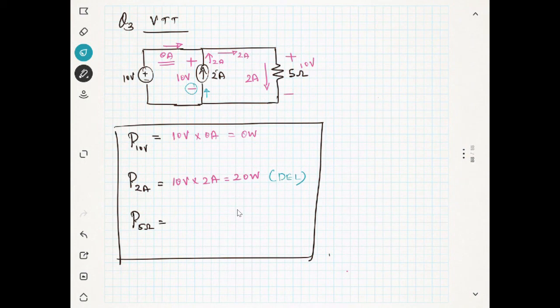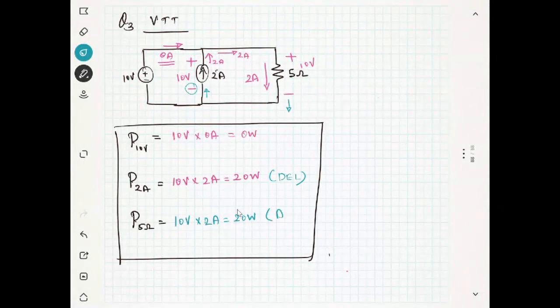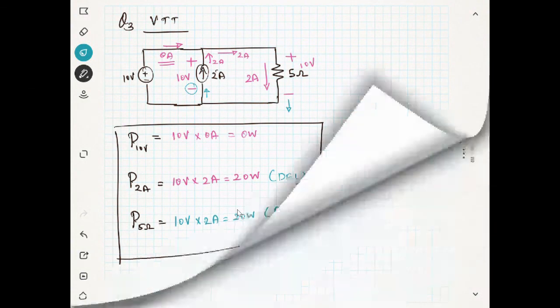Now, what about the 5 ohm resistance? We have 10 volt multiplied by 2 ampere. This is nothing but 20 watts. And you can see the current is going away from the negative terminal. So this is absorbing the power. Okay, it's clear? Clear, Doctor. Yes. Next, we will see another problem.